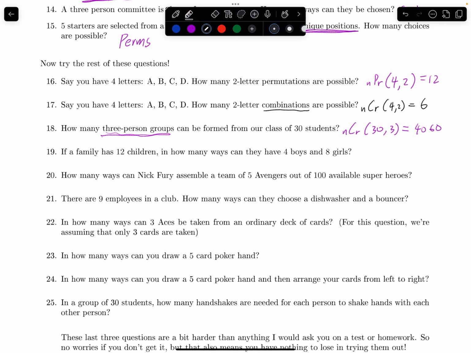Okay, switch to black. Number 19. A family has 12 children. How many ways can they have 4 boys and 8 girls? Okay, this one is an interesting question to me because, when you first read it, there's a couple things that make it interesting. This one can be confusing to determine whether it's a permutation or combination. So the answer is, it is a combination.